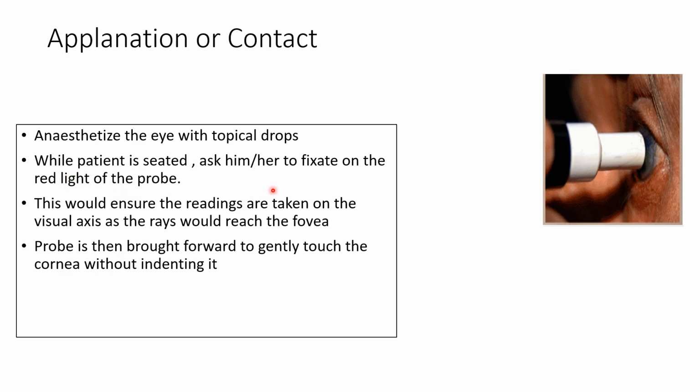While the patient is seated, ask him or her to fixate on the red light of the probe. If the patient fixates on the red light of the probe, only then are the sound rays going to hit the macula and come back to the probe. If the patient is not fixating, then the sound reflections are not going to come back to the probe, and you are not going to have a good reading.